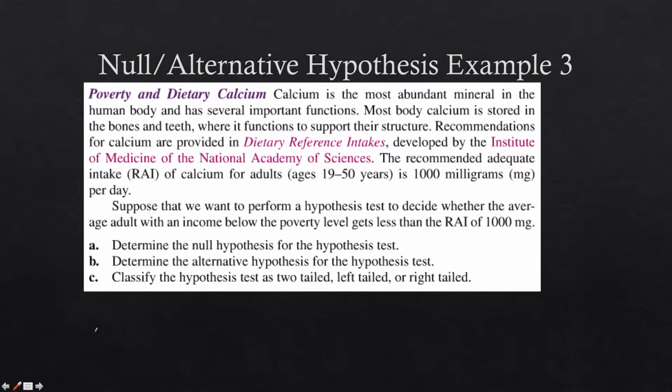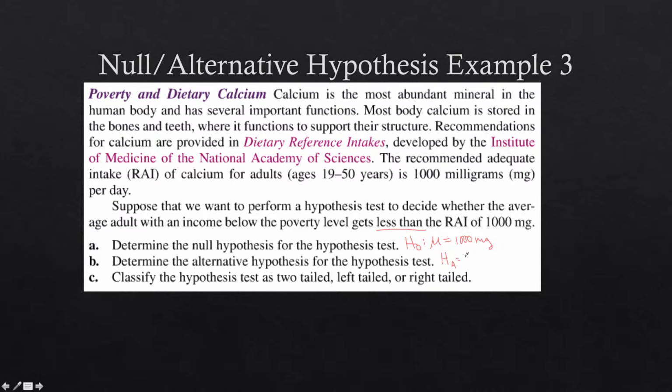Suppose that we want to perform a hypothesis test to decide whether the average adult with an income below the poverty level gets less than, now there's a key right there, less than the RAI of 1,000. So what is our null? Our null is what the mean is. So what is the mean? Well, it's 1,000 milligrams. Less than serves as our indicator for the alternative.